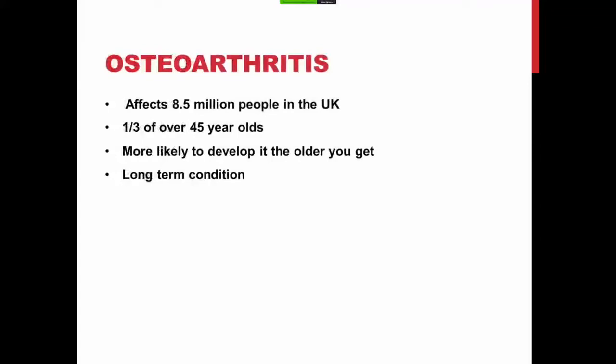So osteoarthritis is a very common condition. It affects 8.5 million people in the UK. So that's a lot of people. A third of over 45-year-olds actually have this condition to some extent. Unfortunately, you're more likely to develop it the older you get, and it is a long-term condition. So that means there's no cure for it. Once you have osteoarthritis, you're going to have it for life, basically. And it can affect any joint, so fingers, spine, hips, knees, neck, anywhere.